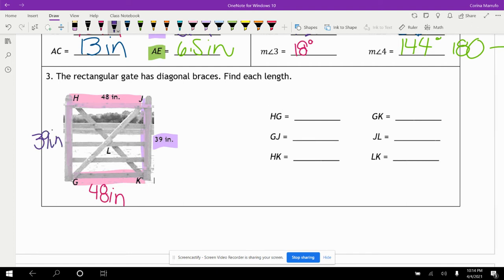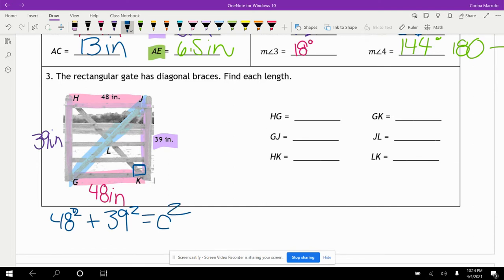Okay, so then to find the diagonal, we don't know what the diagonal is. They don't give us any hints, but they do tell us this is a rectangular gate. And we know that since it's a rectangle, this is a right angle. So I'm going to use a squared plus b squared equals c squared to find the diagonal. So 48 squared plus 39 squared equals c squared. I'm going to put that in my calculator.